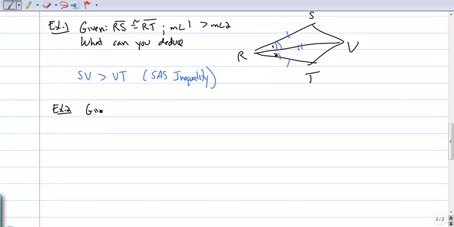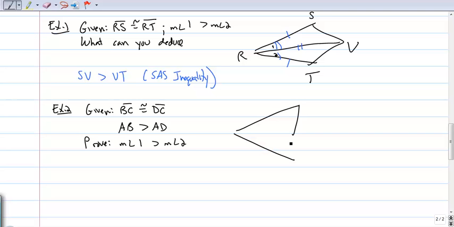Given that segment BC is congruent to segment DC and the measure of AB is greater than the measure of AD, we would like to prove that the measure of angle 1 is greater than the measure of angle 2 in this picture. A, B, C, D, angle 1 and angle 2.